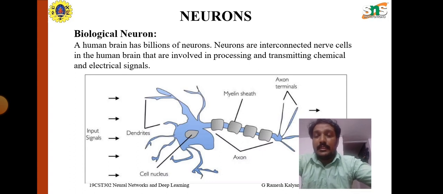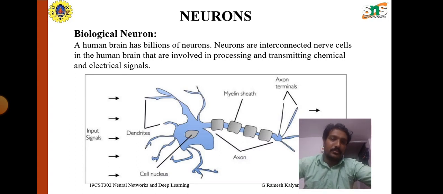The human brain has billions of neurons in it. These neurons are interconnected nerve cells in the human brain that are involved in processing and transmitting chemical and electrical signals. These neurons, also called cells in the brain, are interconnected nerve cells. They are responsible for processing the signals like electrical and chemical signals. This is the main process that helps human beings in the perception process.